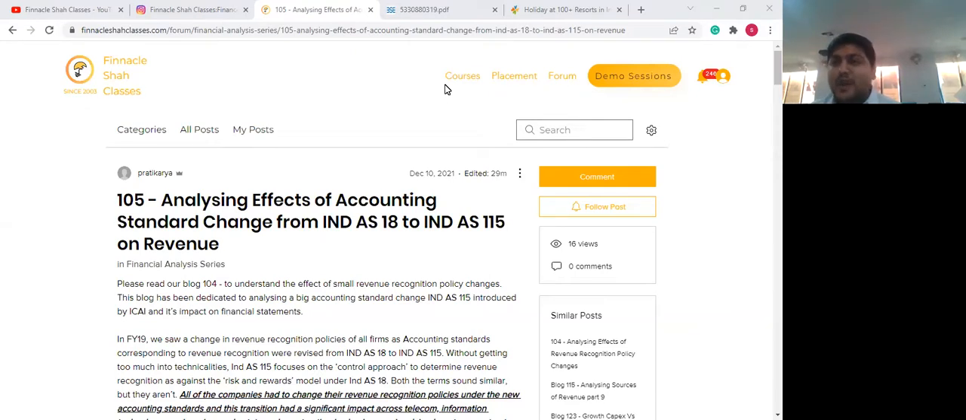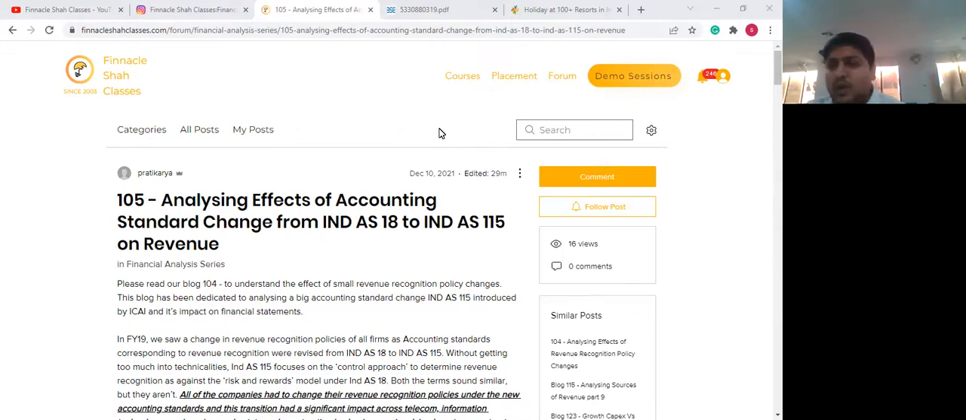Now, in today's session, we are going to discuss one such event which happened in 2019 as a case study in point. In FY19, accounting standards for revenue recognition policies changed from IND AS 18 to IND AS 115. Without getting into technicalities, earlier there was an obsessive focus on the reward and risk approach, and in IND AS 115, that approach changed to the control approach.